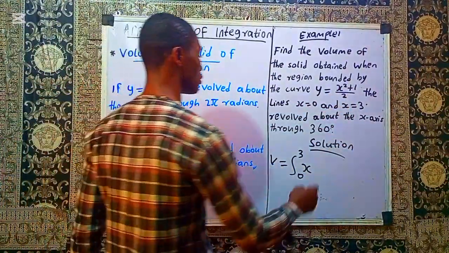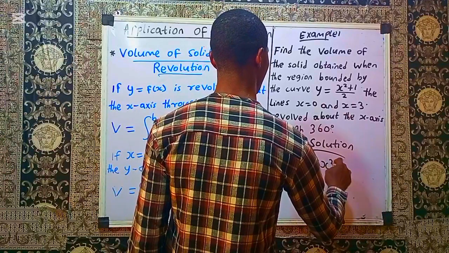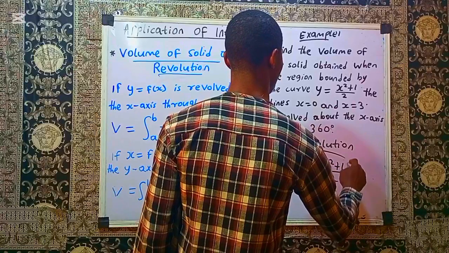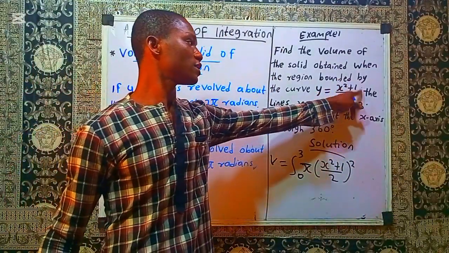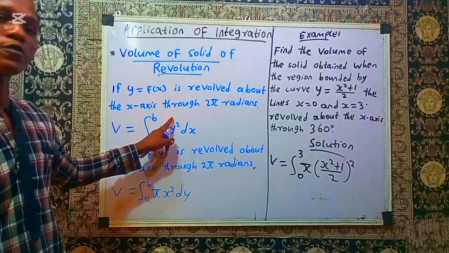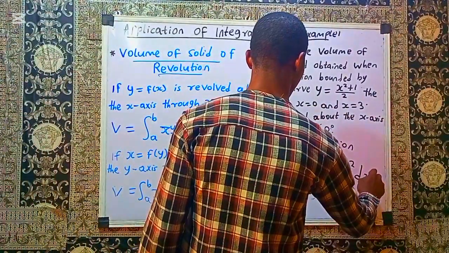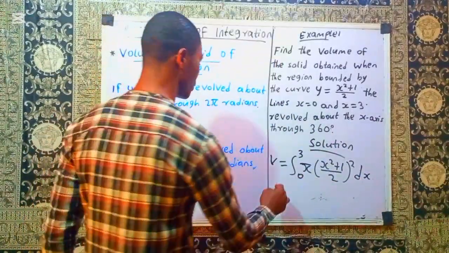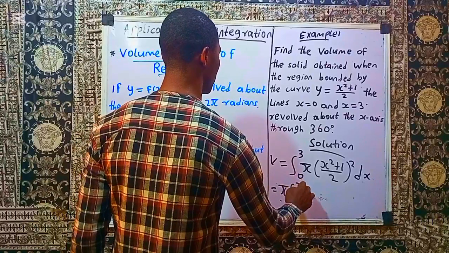So you are going to do what? We are going to square it. So I have ((x squared plus 1) divided by 2) all raised to power 2, because this quantity is our y and we have to square it. Then we now integrate with respect to x. Since pi is a constant, pi can come out of the integration. So we are going to have pi integral from 0 to 3.